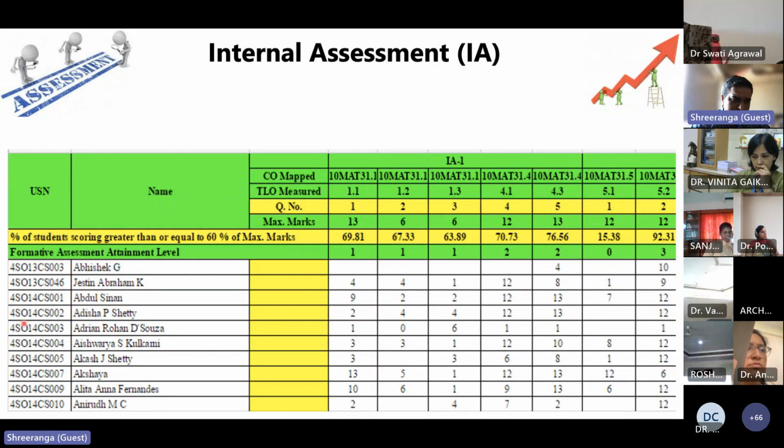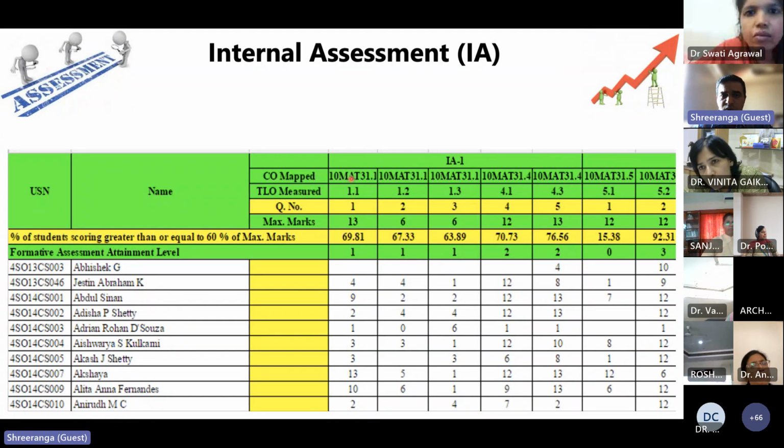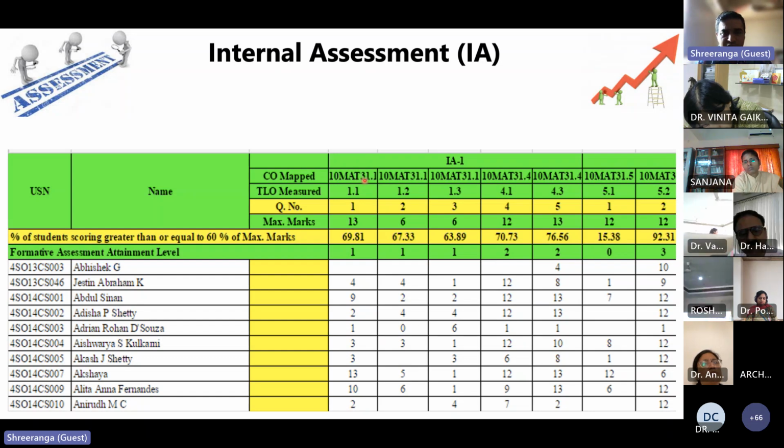You can see here the USN, the number of students, then the name of the student. Then over here, at the top, you can see IA1, which is nothing but internal assessment 1. You can have n number of tools and techniques which you are going to use. At the same time, you can see the COs mapped. Every subject is mapped to at least 3 to 4 COs, as you are aware. Now this is the course code, 10 Mat 31, a mathematics subject, third semester, first subject. So that is what 10 and 1. Whereas 0.1 is going to represent CO1.